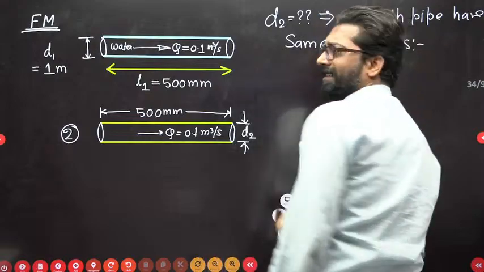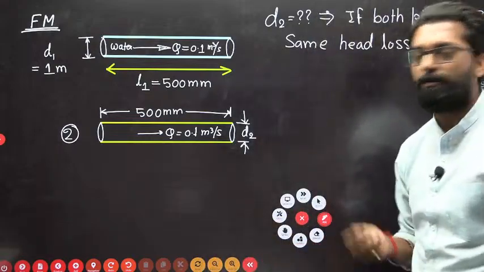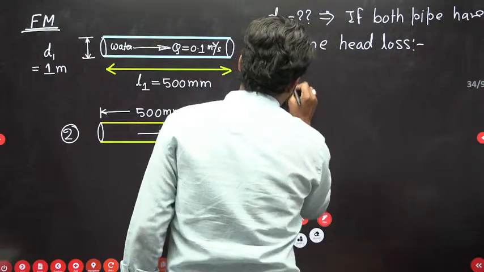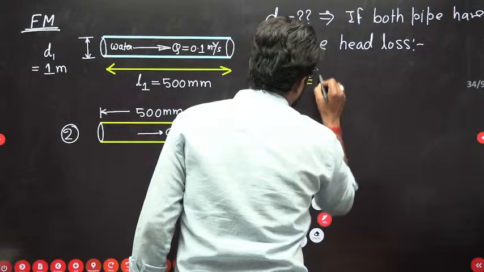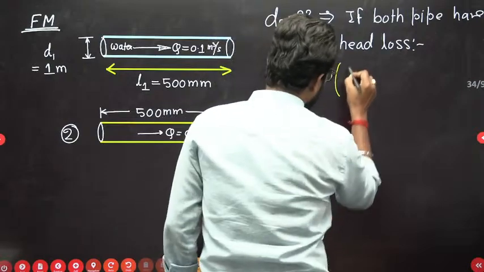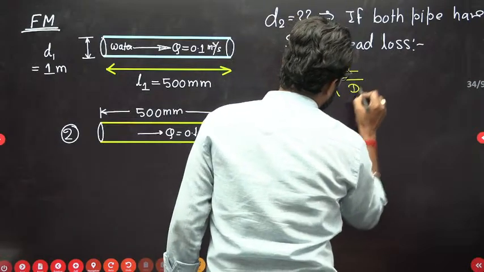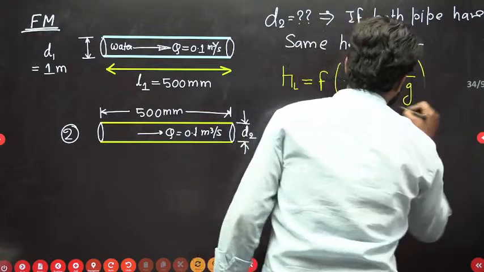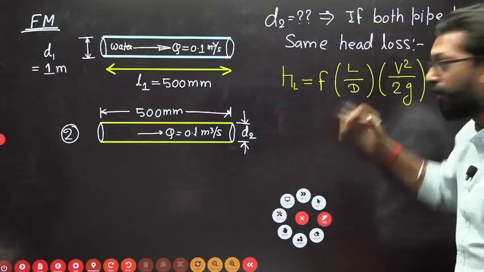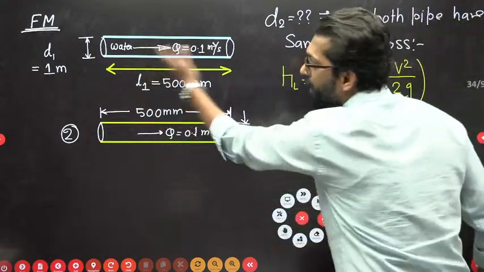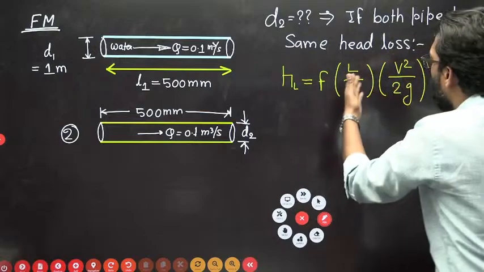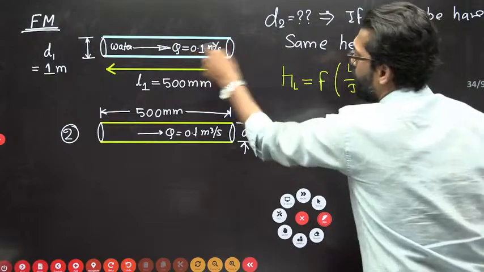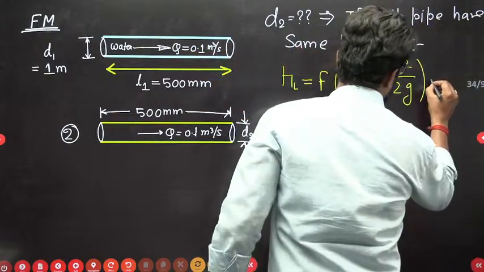So my dear, simply there is the Darcy-Weisbach equation. What is that? We know that head loss HL is equal to friction factor f, L by D, V square by 2g. These are the standard formulas. But here there is no velocity information given, only the discharge relation. So instead of V, we have to replace it using the discharge equation.